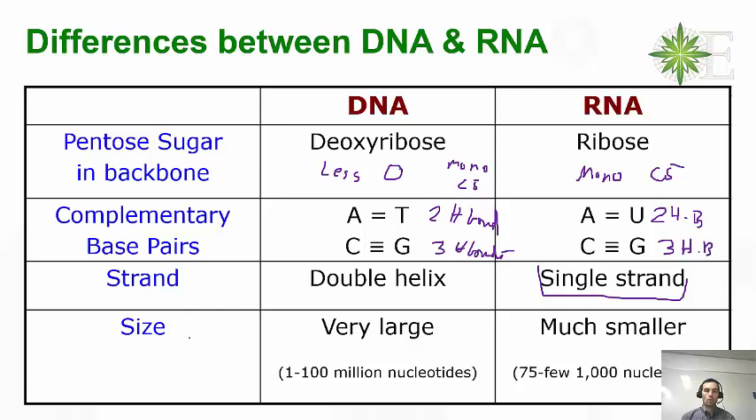The other big difference between our DNA and our RNA is the size. The DNA is very large, so a huge number of nucleotides together, up to 1 million nucleotides, whereas the RNA is much shorter because we're just copying a specific region of the DNA that we need to make a protein.